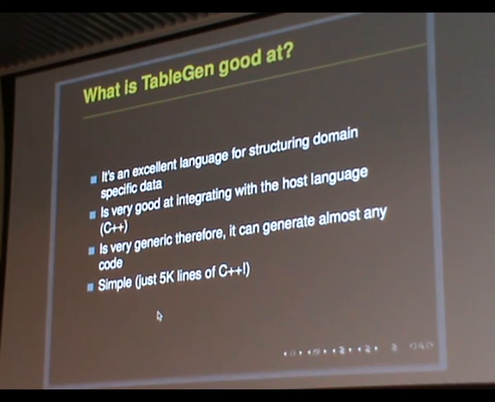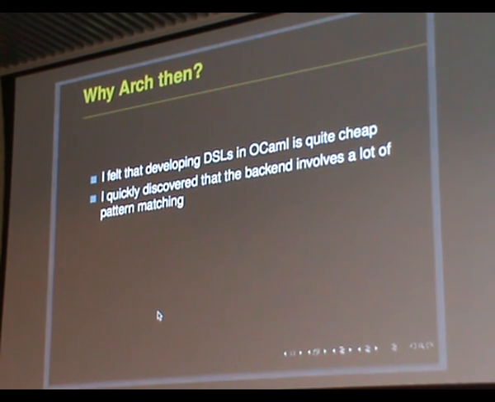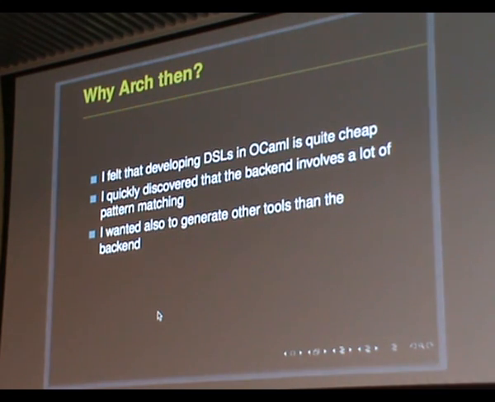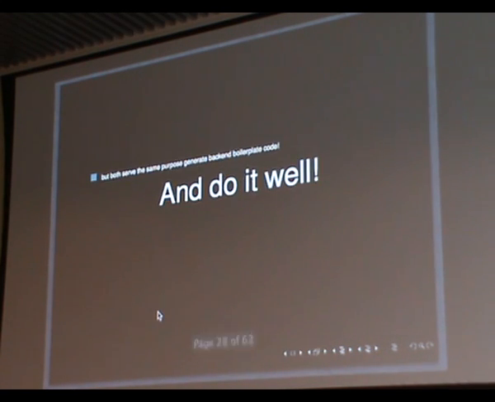So what is TableGen good at? I think it's very good for structuring the data. It's very generic and it's simple, just 5 lines of C++, which is amazing for me. I thought about Arch and I thought that developing a DSL is quite cheap. I found that pattern matching is the major part in a backend. I wanted to generate all the tools. I wanted to support different backends, maybe TableGen backends. So they serve the same purpose, and do it well, I think.